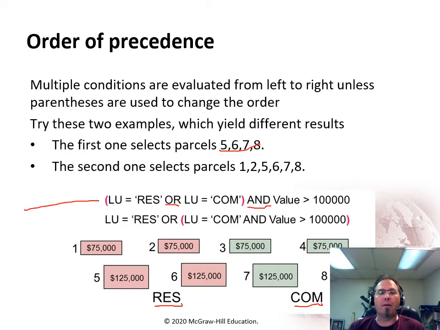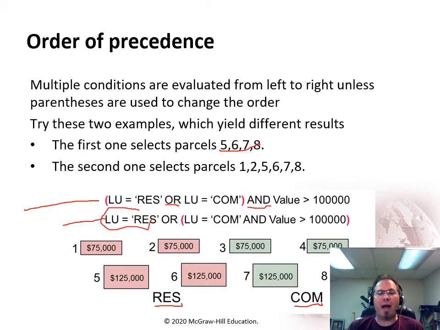In the second one, we've moved the parentheses, so now it's going to give us land use equals commercial and greater than 100,000. So we're narrowing down that search right away. Okay, so it's going to give us those, and then after that, I'll say land use residential or. So that's going to give us 1, 2, because those are residential. That's this part of it.